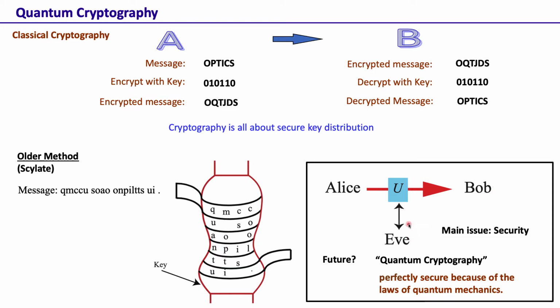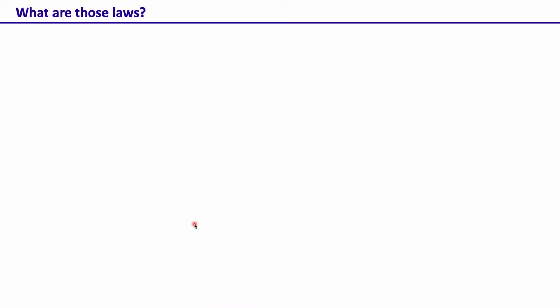But in quantum cryptography, if an eavesdropper gets some information or is trying to intercept the messages being sent, Alice and Bob will get to know. And once they know, they can drop that particular message transmission, and that way quantum cryptography is perfectly secure. So what are those quantum mechanics laws that make quantum cryptography perfectly secure?